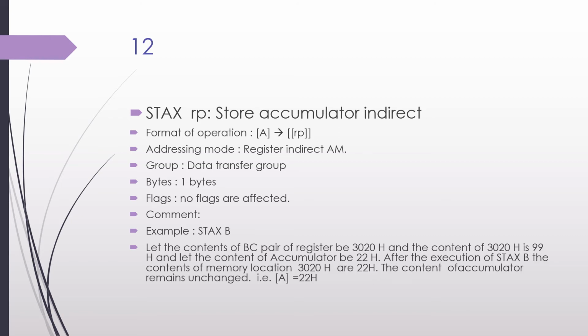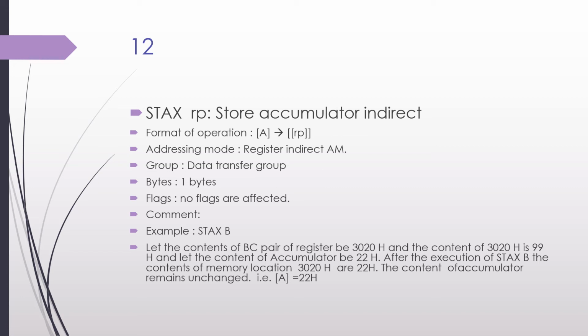So the next instruction is STAX RP. It is like your STA address, but instead of the address, the pair of register where the address is stored is mentioned here. Whatever is there in accumulator is moving to the memory location whose address is the data in the pair of registers. Indirect addressing mode is there. Of course, there is no flag affected. It is in the data transfer group, and it is a single byte instruction.